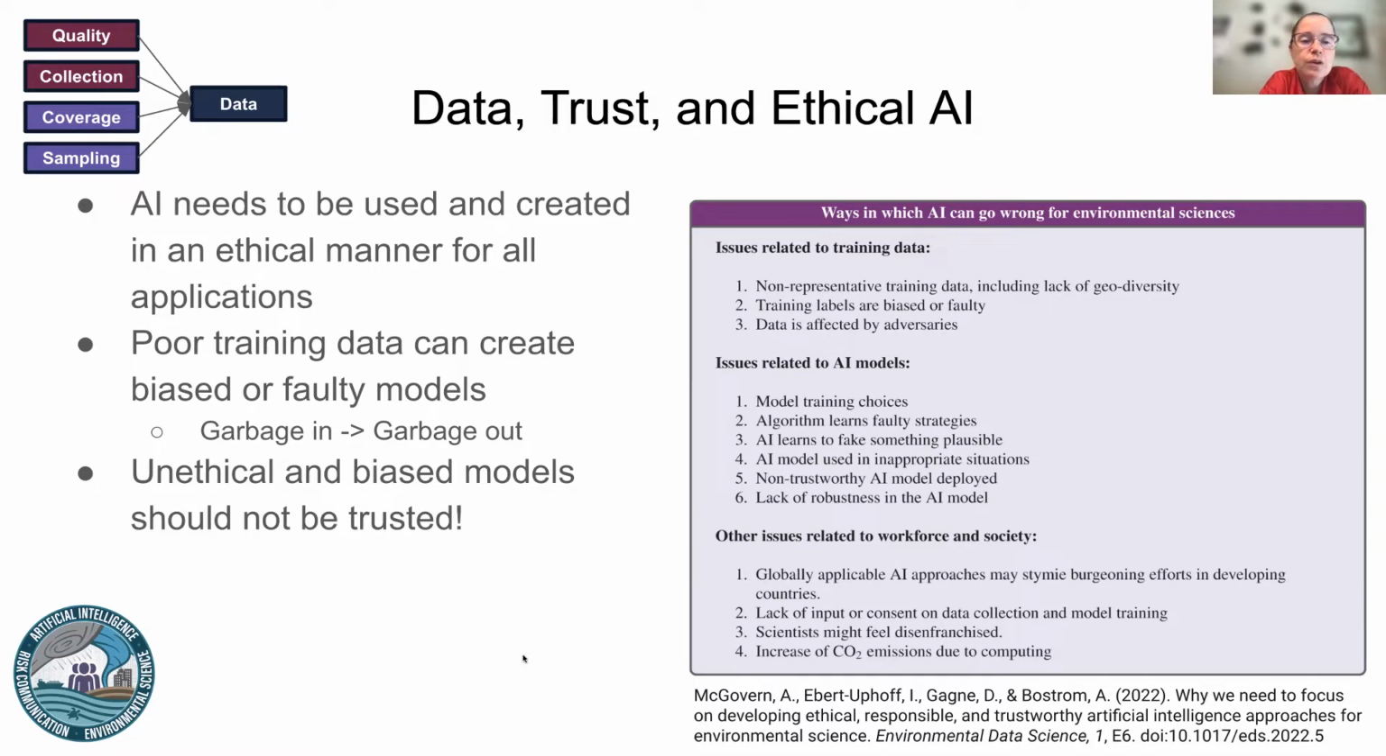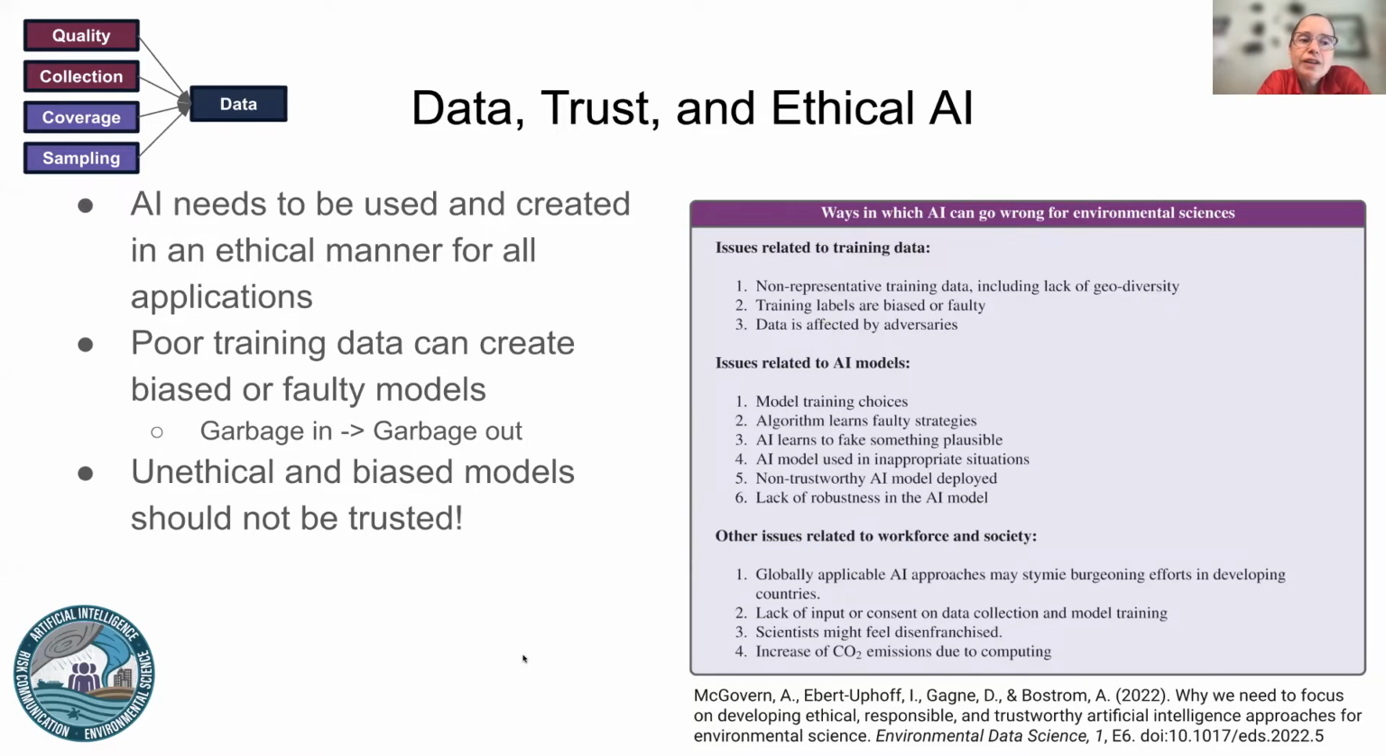The three things I'm going to talk about are the fact that the data can be non-representative, including a lack of geodiversity. The training labels could be biased or faulty, some of which Douglas just talked about. And then the data can be affected by adversaries. Again, Douglas talked about crowdsourcing data without talking about adversaries.